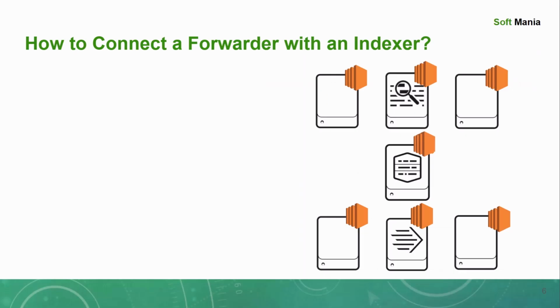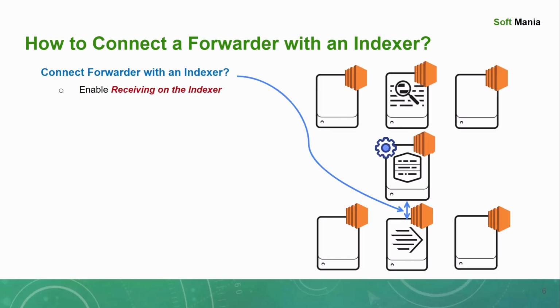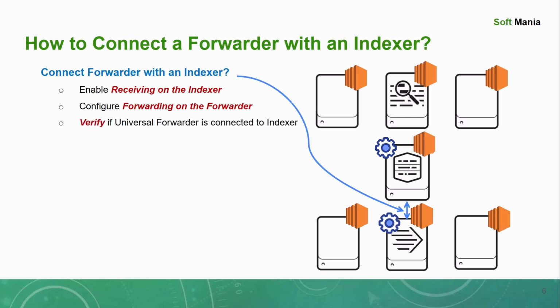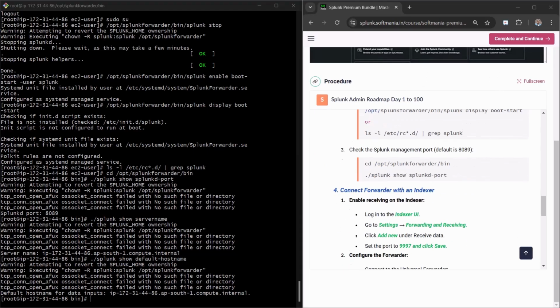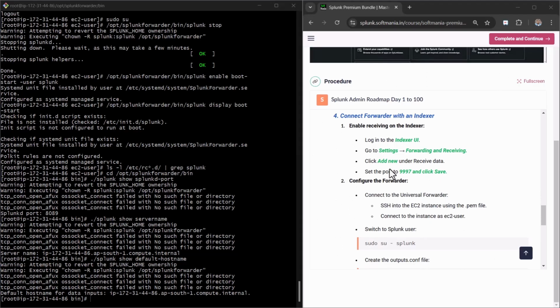The next one is how to connect the forwarder with an indexer. To connect the forwarder with an indexer, we have to enable receiving on the indexer first, and then configure forwarding on the forwarder. Once it is done, this will get established. Then we can go to search to check if the data flow is happening, the internal data. To do that, we can follow the steps documented here.